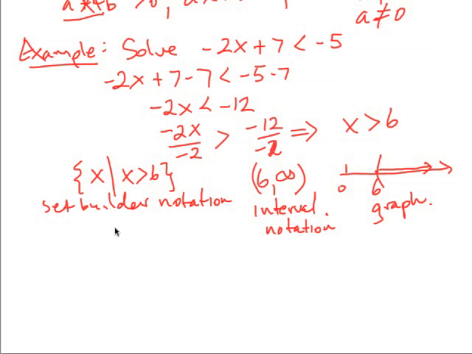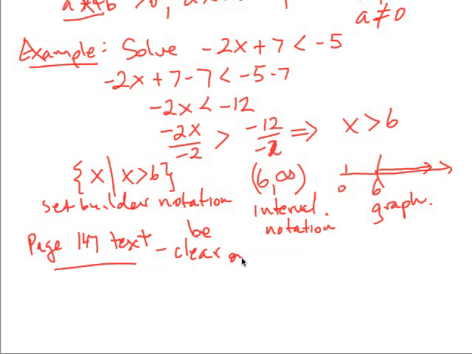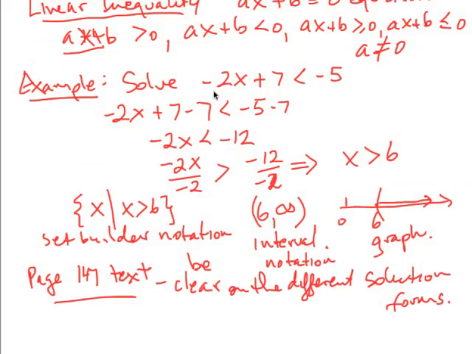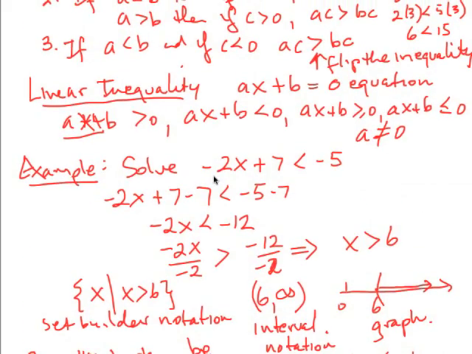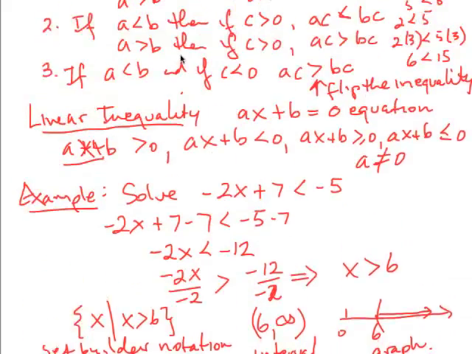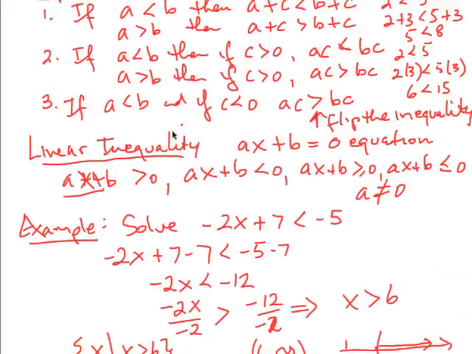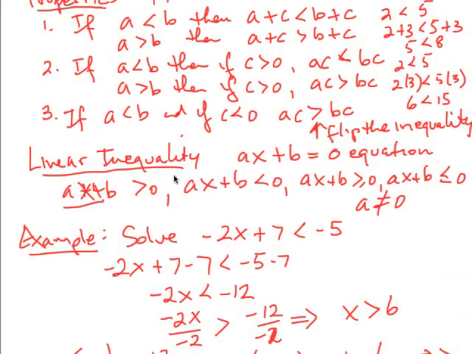Now it's very important that you understand the different ways to write the solutions. On page 147 of the text, make sure you are clear on the different solution forms. There's a big table there to make sure that you know how to do that. So that's how we do linear inequalities.